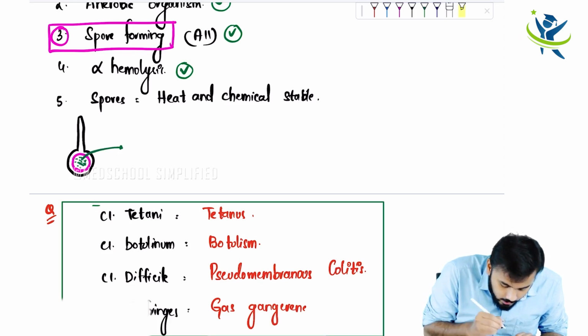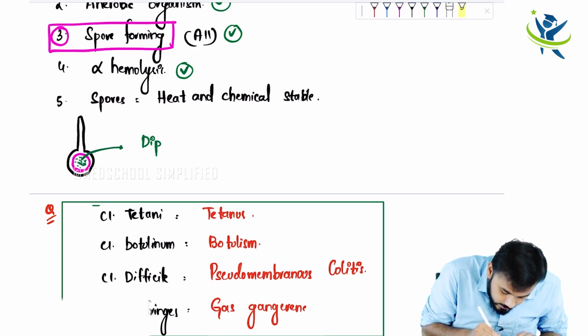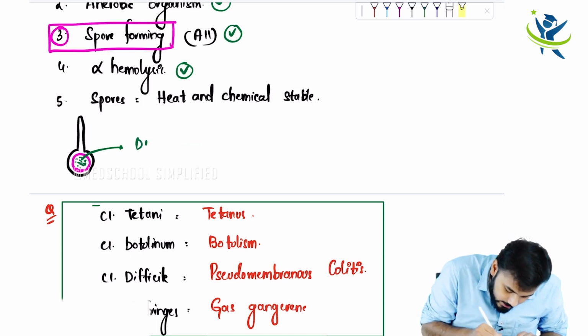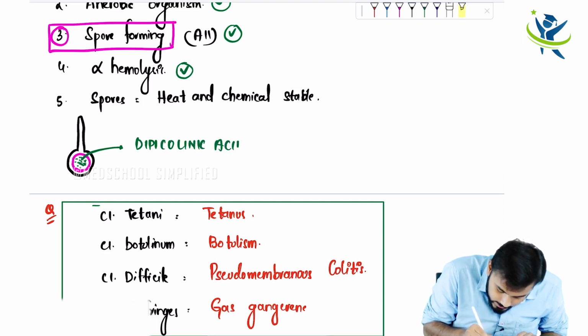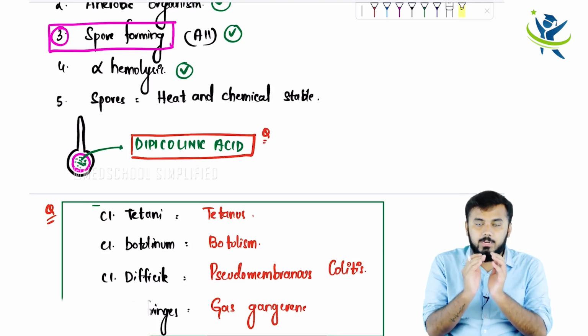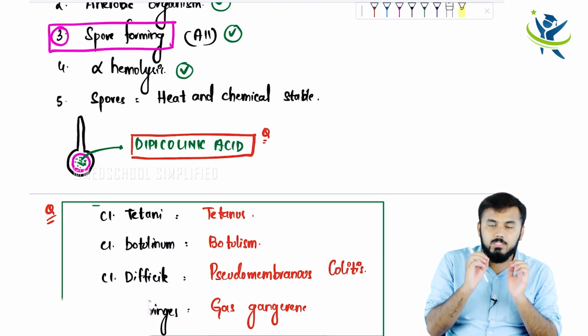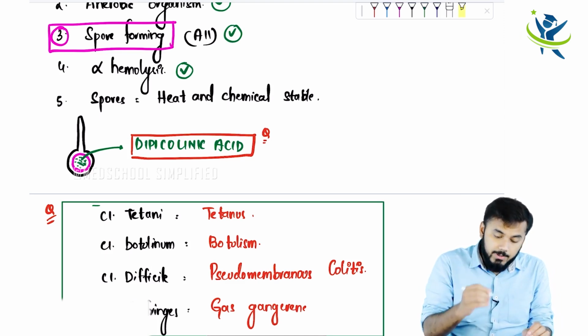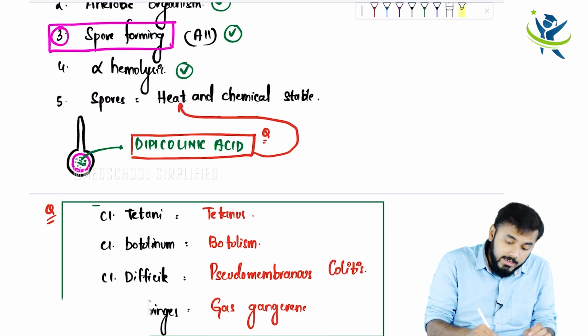Now these green color dots represent dipicolinic acid. What is dipicolinic acid? Dipicolinic acid is located in the core of this Clostridium tetani. It is located in the core of this bacteria, and because of this dipicolinic acid, these spores are heat stable.